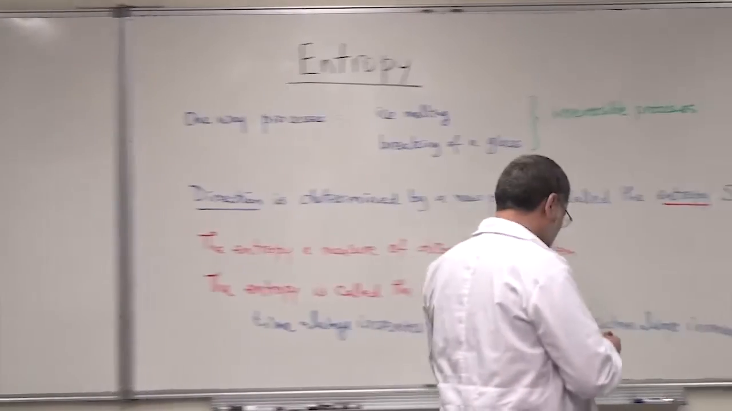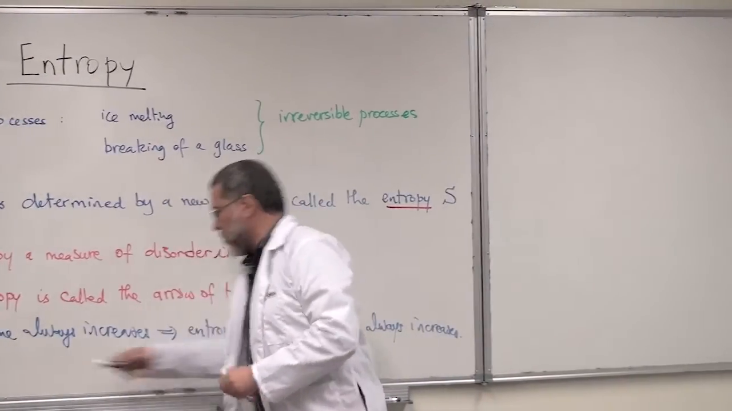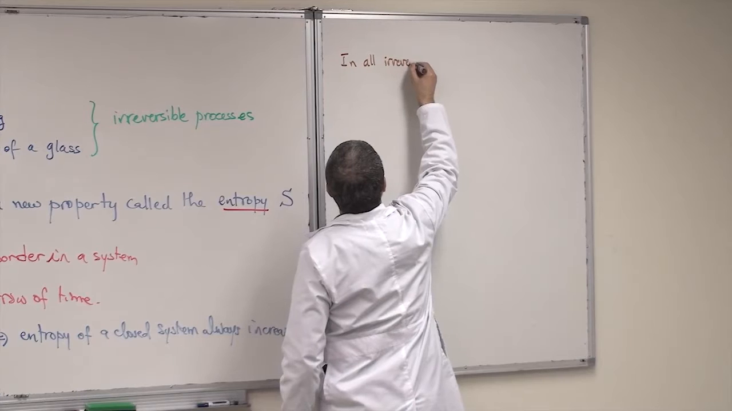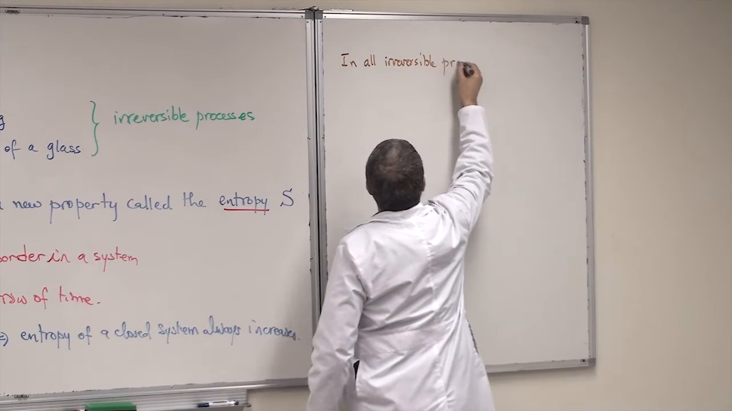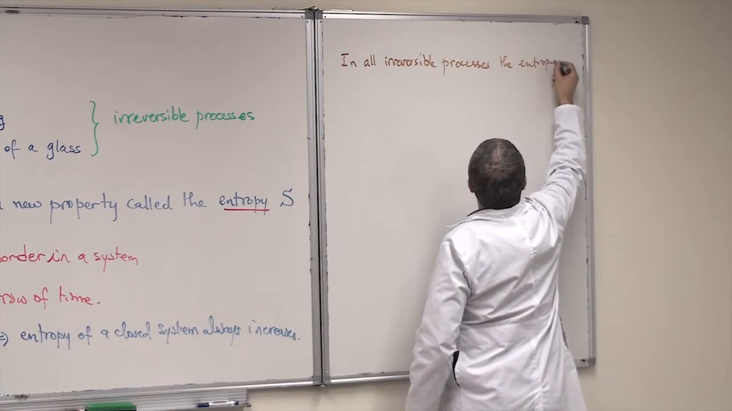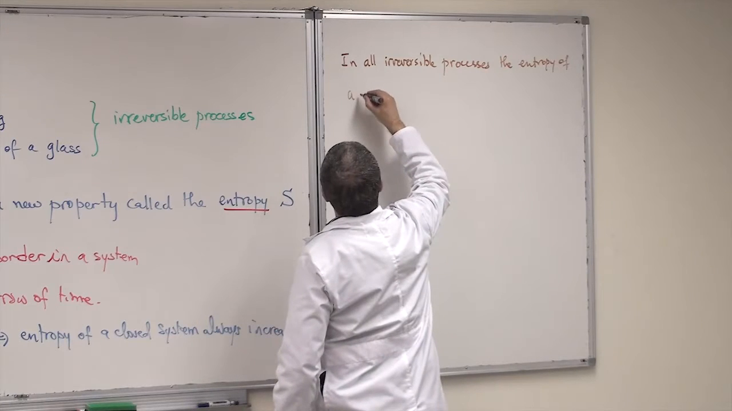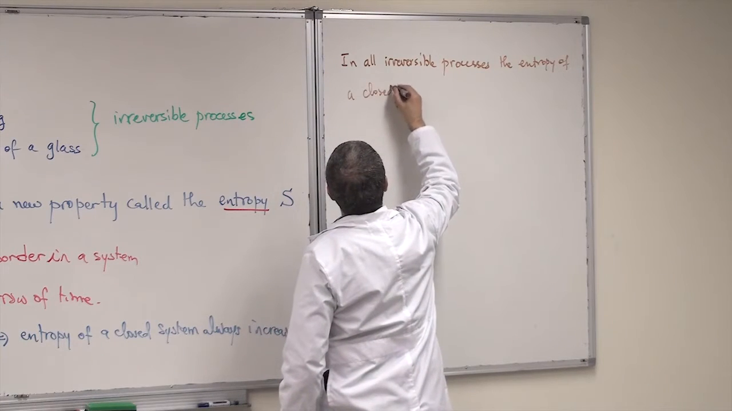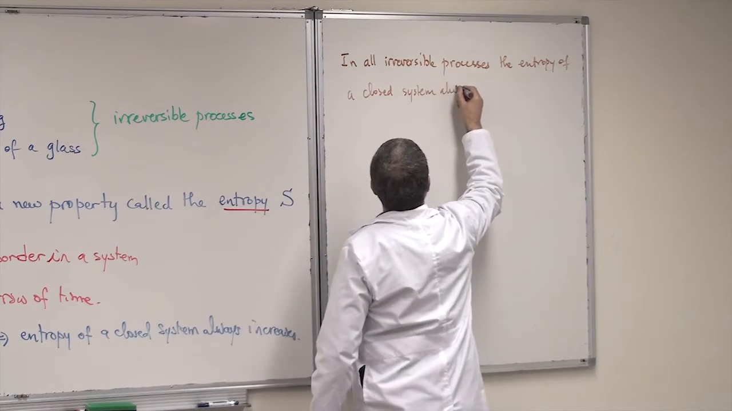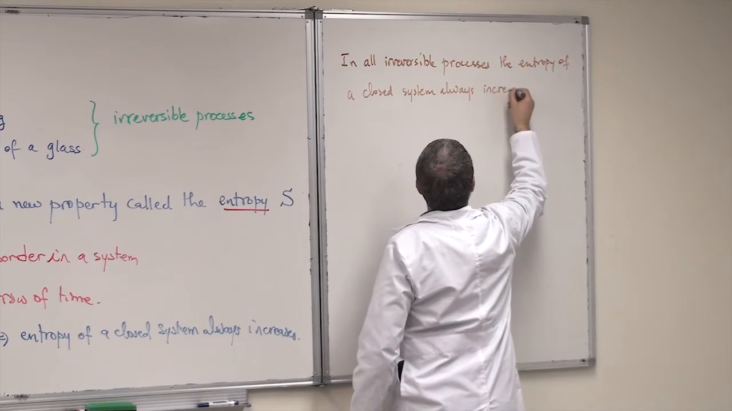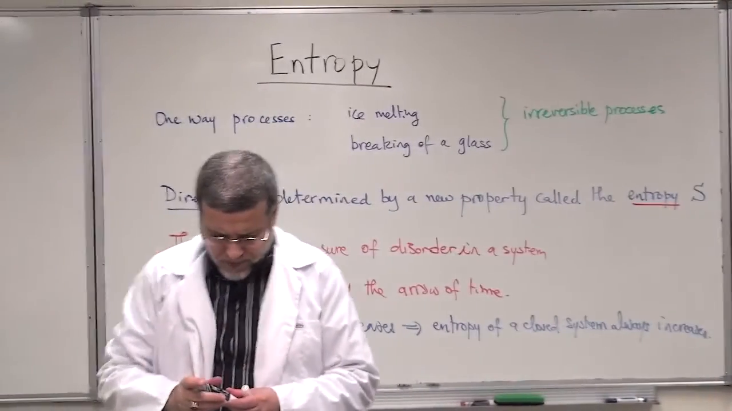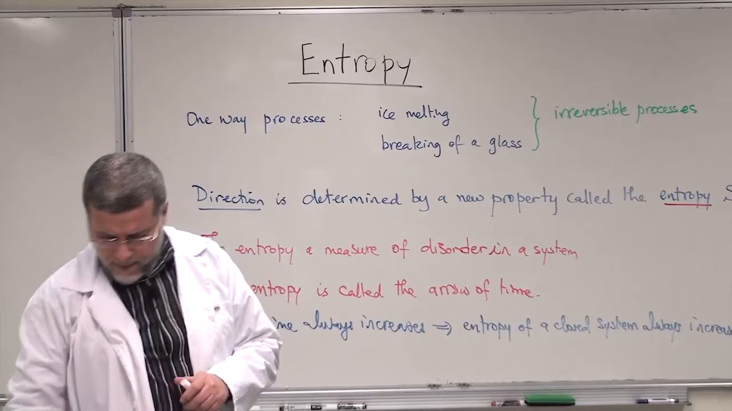Let's write now: in all irreversible processes, the entropy of the closed system where the process is irreversible always increases, okay? That's an important statement when we talk about entropy. So it never decreases, okay?